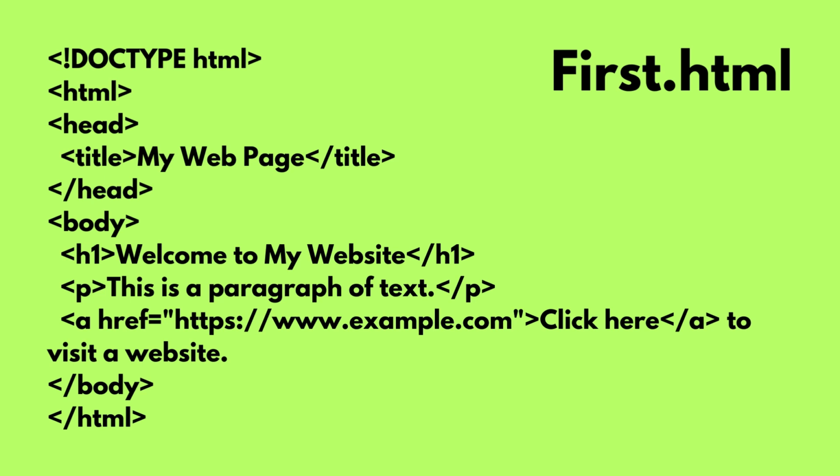Here, the doc type HTML declaration is used to tell the web browser that the document being viewed is written in HTML5, the latest version of HTML. It is placed at the very beginning of the HTML document and ensures that the browser renders the page in standard mode, which follows modern web standards.